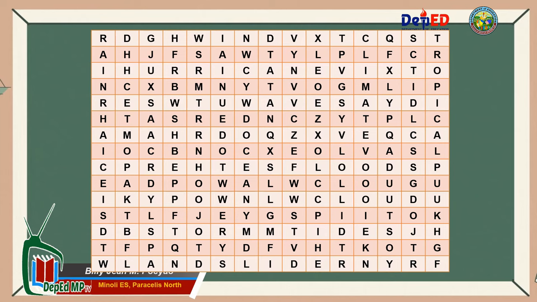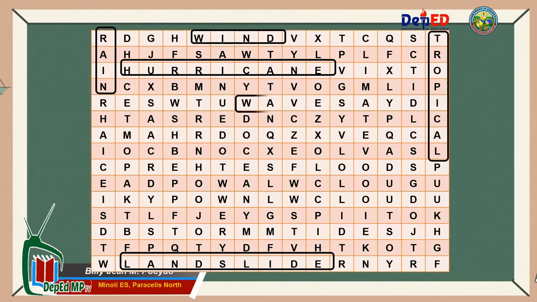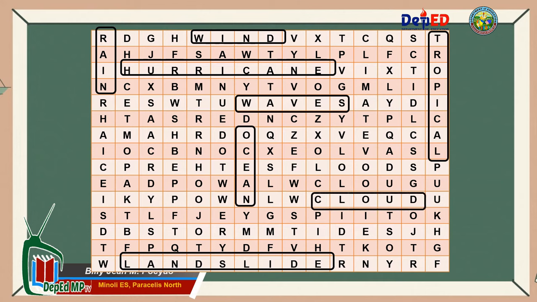Let's check if you find all the words related to weather. This can be in any order. The words are wind, rain, hurricane, landslide, tropical, waves, ocean, cloud, coast, and storm.